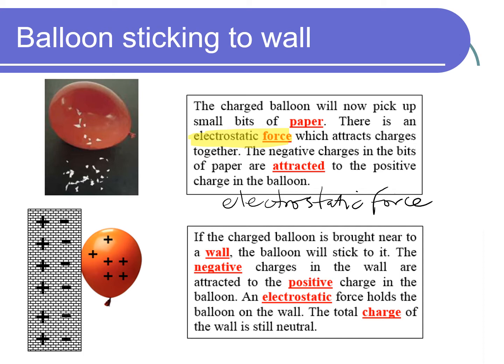If the charged balloon is brought near to a wall, the balloon will stick to it. The negative charges in the wall, I'm going to highlight those, these negative charges here, look, are attracted to the positive charges in the balloon. An electrostatic force holds the balloon to the wall. The total charge in the wall is neutral. So let's have a look at the wall. We have got in the wall 6 negatives and we have got 6 positive charges. So the wall is neutral.